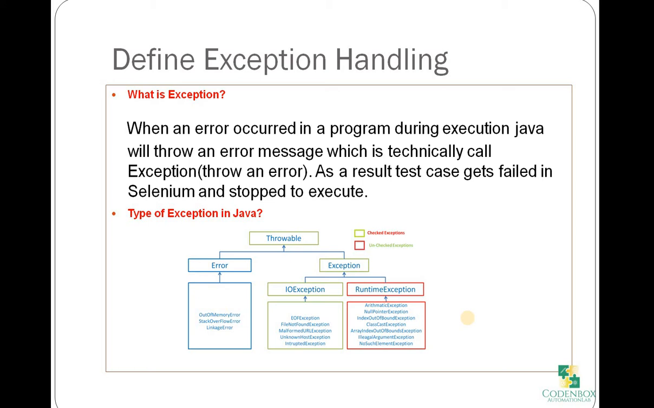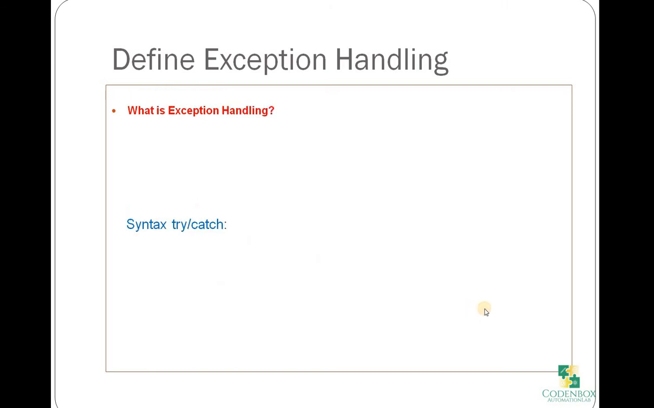Index out of bound exception: say you have an array of length 5, but you are trying to print the value of index 10, which is out of boundary. If you try to print the value of index number 10, it will throw an exception. That's called index out of bound exception. Similarly, other runtime exceptions are class cast exception, illegal argument exception, and no such element exception. Okay, so let's see how we can handle those exceptions in real life.